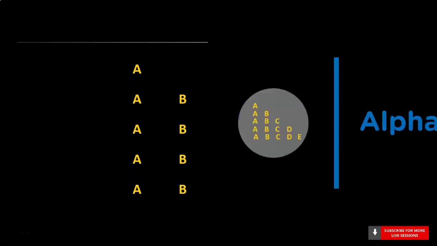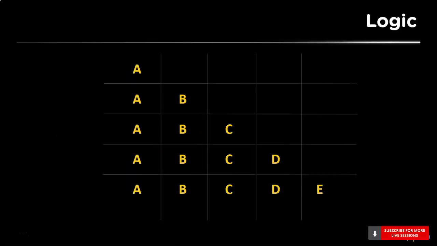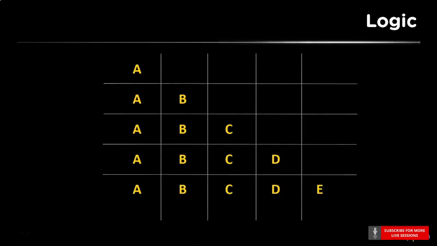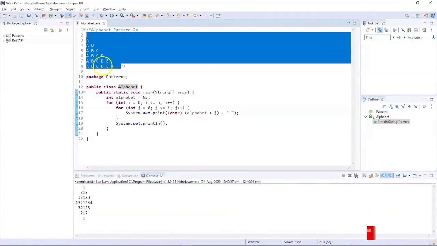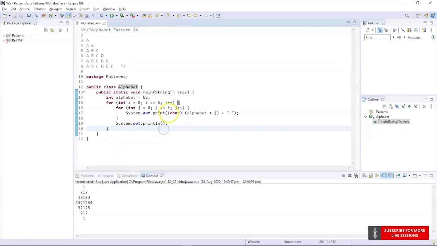Now, first let's understand the logic. The logic is also completely similar to the right angled triangle, which we followed for stars and numbers. Now, let's check out the program. So as you can see, the desired pattern is the right angled triangle made out of alphabets. So the logic is completely the same, but the only difference is we are going to print characters using ASCII values and the alphabet function. Now let us try to execute this program and see the output.